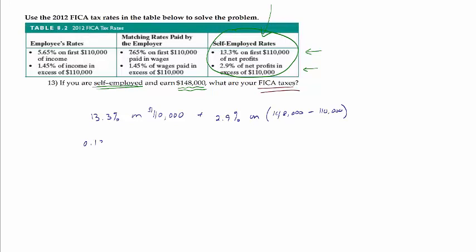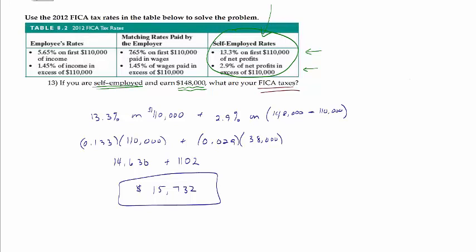So I've got 0.133 times 110,000 plus 0.029 times 38,000. Running this through my calculator, 0.133 times my 110,000 gives me 14,630. And then the 0.029 times my 38,000 gives me 1,102. Adding these two together, my total FICA taxes will be $15,732.